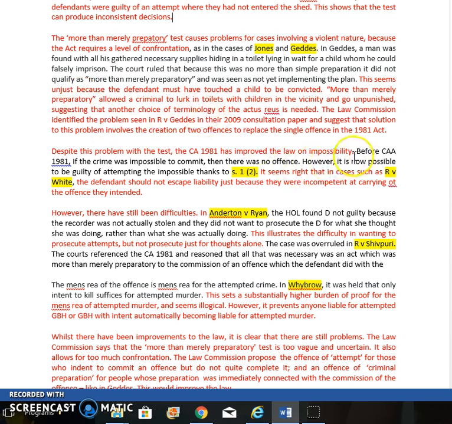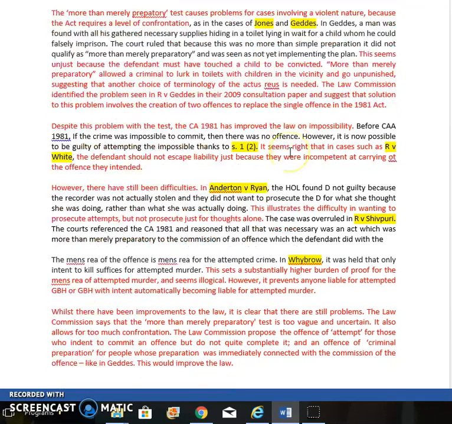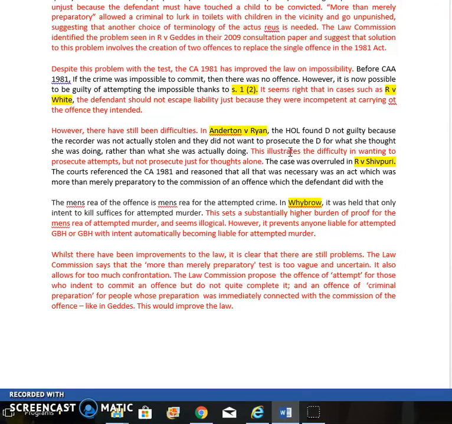I'm now going to consider the law on attempting the impossible. So the Criminal Attempts Act has improved the law on this because, as you can see, before this act, if the crime was impossible to commit, then there was no offence. Now, of course, thanks to section 1, subsection 2, you can be guilty of attempting the impossible. And of course, this seems right because if you think about the case of Orrin White, he didn't use enough poison, she was going to die anyway. It would seem unfair if he could escape liability just for being a bit incompetent at carrying out a crime.